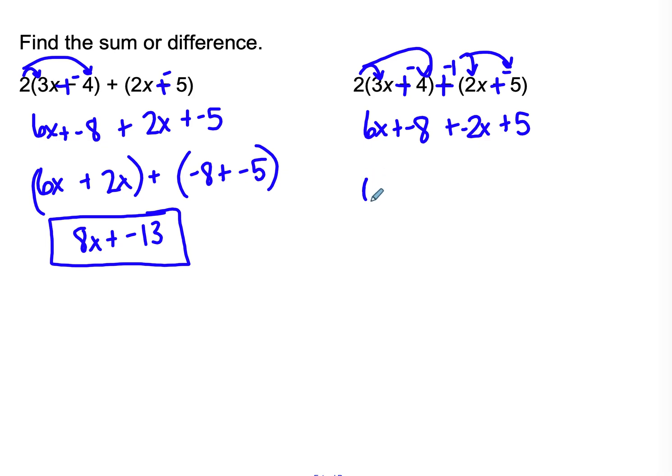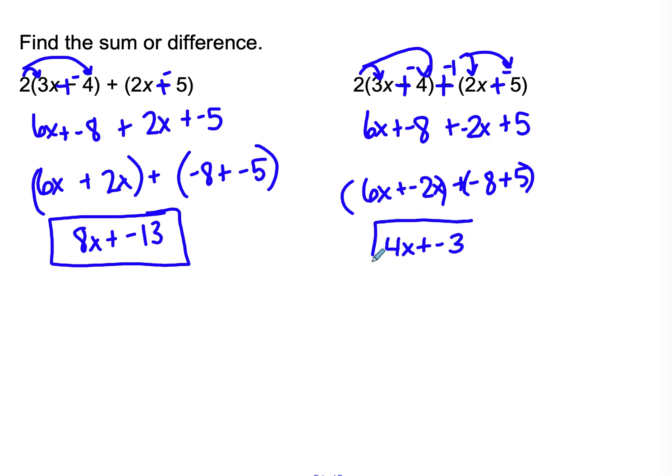All right, time to combine those like terms. 6x plus negative 2x plus negative 8 plus positive 5. 6x plus negative 2x, different signs, find the difference. 6 minus 2 is 4x. Negative 8 plus 5, again, different signs, find the difference. 8 minus 5 is 3. So that's going to be plus negative 3. I could have also written it this way, 4x minus 3.